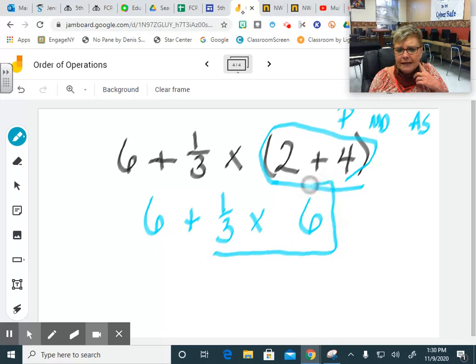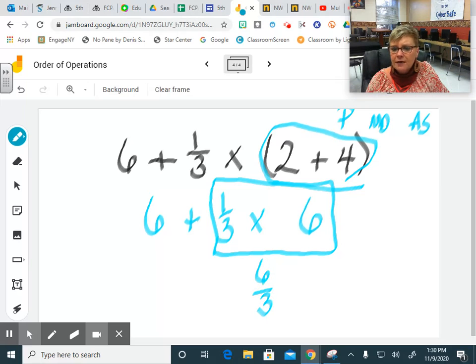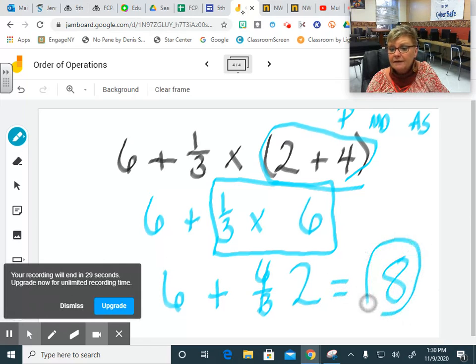That's my next step. 1/3 times 6. I remember that's just repeating 1/3 six times. So that would be like 6/3. Oh, I know what 6/3 is. 3 goes into 6 two full times. So that's going to be the same thing as 2 wholes. Now I'm going to go back up here and get the rest of my problem that I haven't done so far. 6 plus 2 wholes makes 8. So remember, parentheses, multiply and divide, whichever comes first, then add and subtract, whichever comes first. Follow the order.